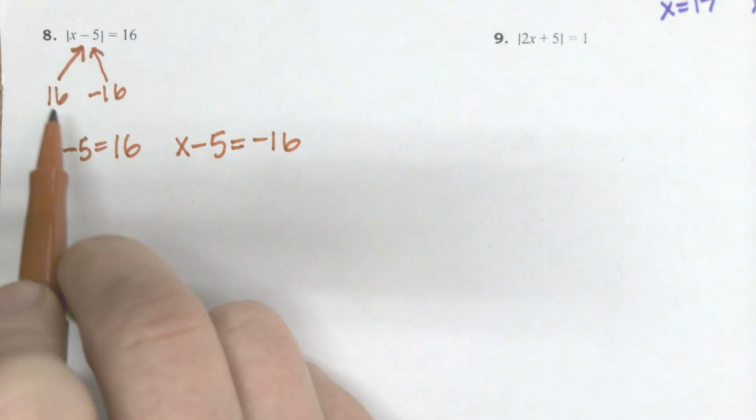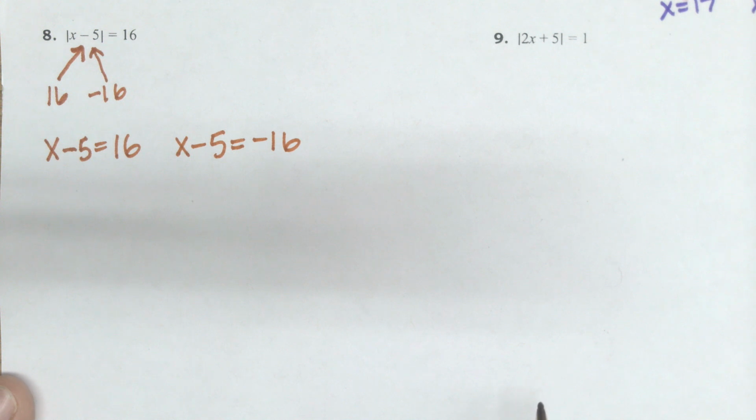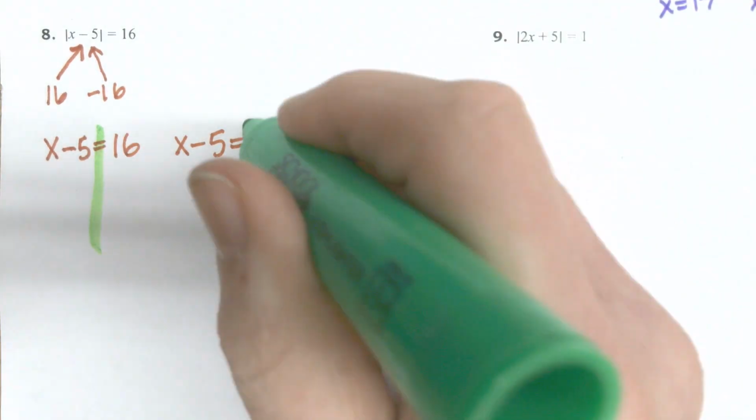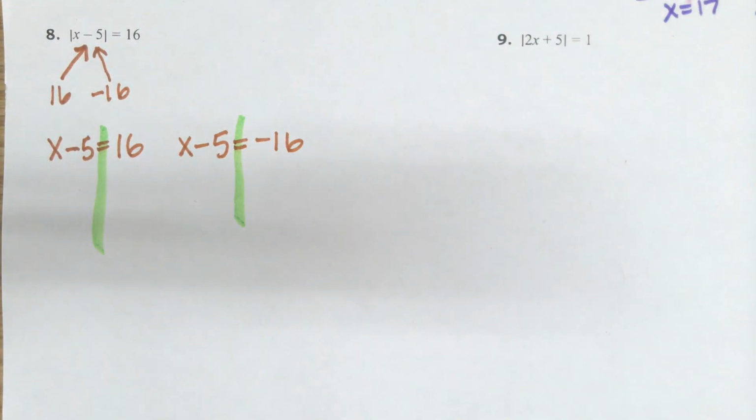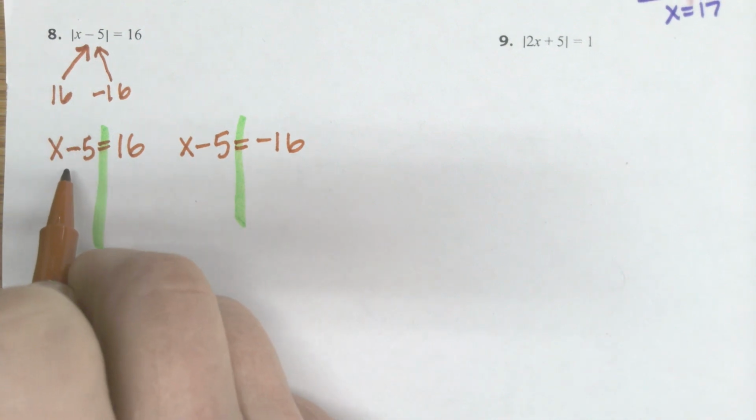So I always start that way, thinking about what the inside has to equal, and then I'll go through and set it up. And again, now I have two equations, with equal signs that I want to work on both sides of. How am I going to get rid of the minus 5? The opposite of subtracting 5 is?